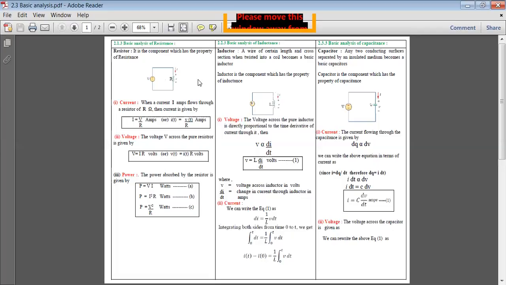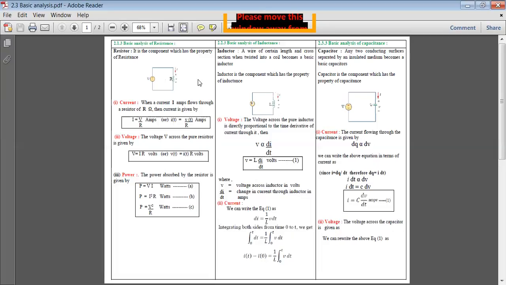Now come to the energy. The energy taken by the resistor is given by E is equal to P into T, E is equal to VI into T, E is equal to I square R T, E is equal to V square by R into T. These are the different kinds of formulas related to resistance.